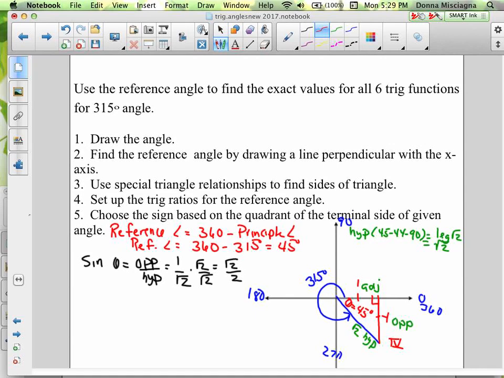I went over this. Don't forget to choose the sign based on the quadrant of the terminal side of the given angle, and then I forgot to put the sign in. So at least I didn't get very far. Right away I realized, whoops, missing the sign. So here x is positive and y is negative. So that should be a -1. So let's make this a -1, right? Because the opposite side is negative, which makes this negative square root of 2 over 2. So don't forget your signs.